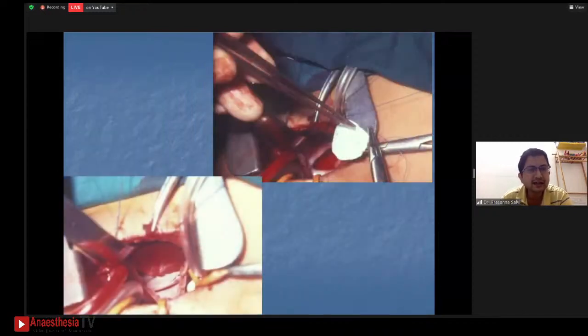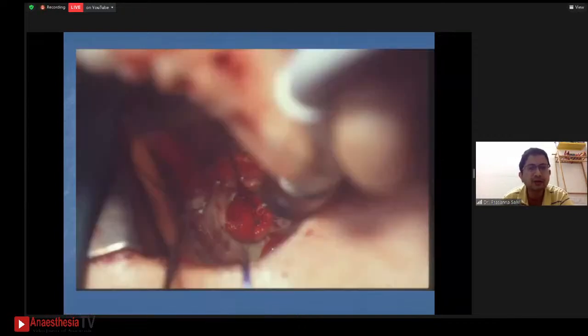So what happens is that we get a very good view because the SVC and IVC cannulae are taken from below, and we can get a good view of the atrial septal defect, and we can do either a direct closure or a patch closure depending upon the case.